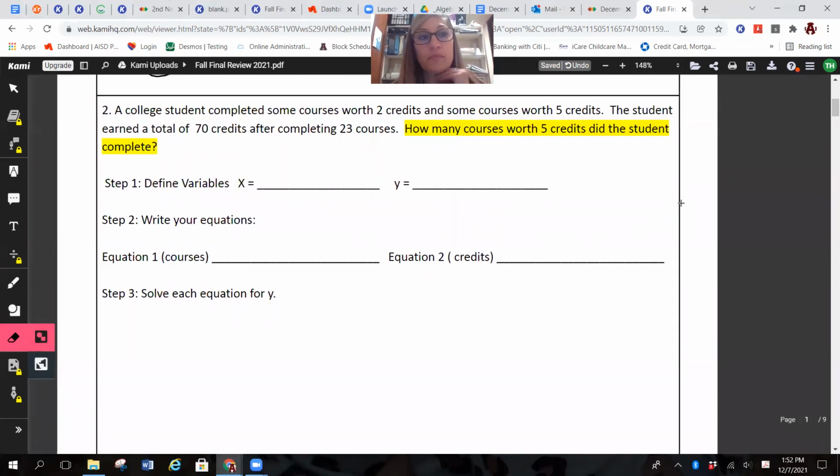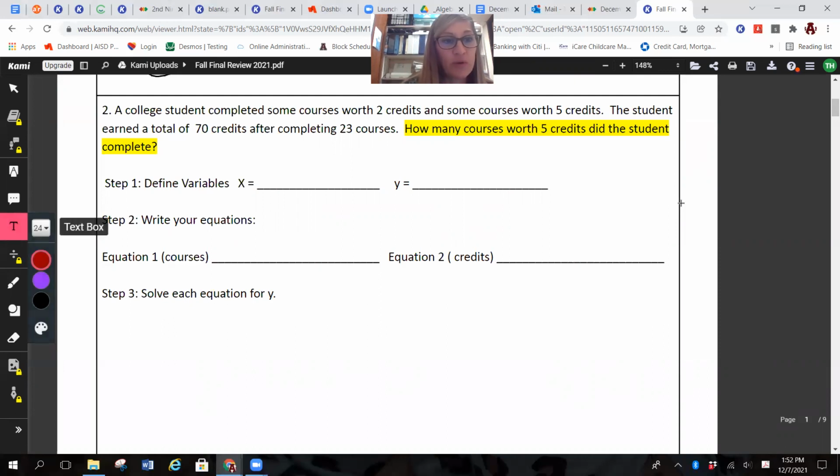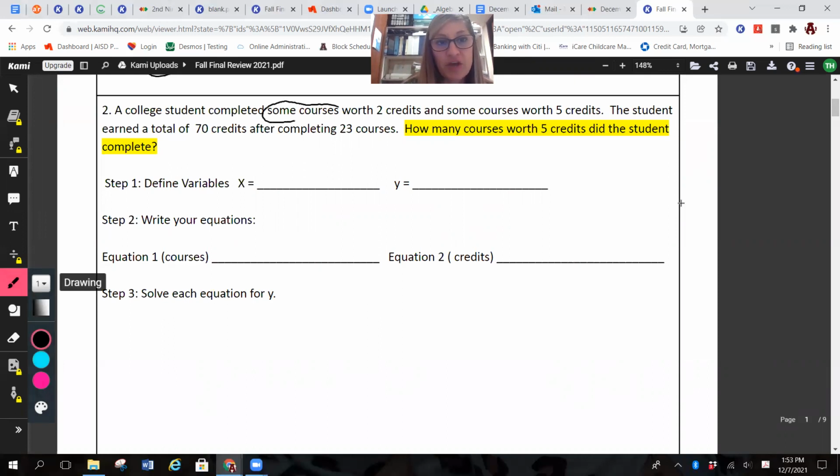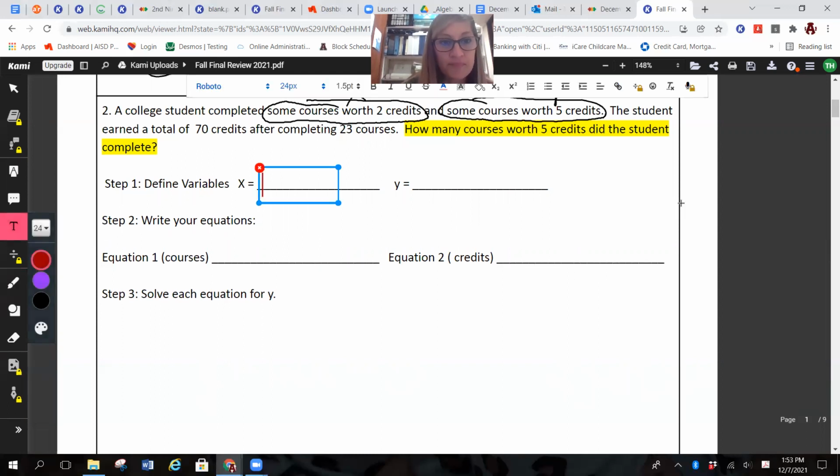Question number 2. A college student completed some courses worth 2 credits and some courses worth 5 credits. The student earned a total of 90 credits after completing 23 courses. How many courses worth 5 credits did the student complete? Okay, so we have a system. So the first thing I want to do is define my variables. I'm going to have some courses are worth 2 credits, be x, and some courses with 5 credits, be y.